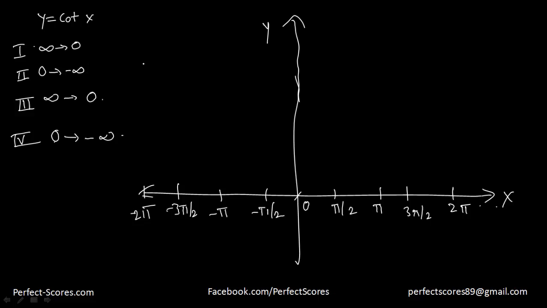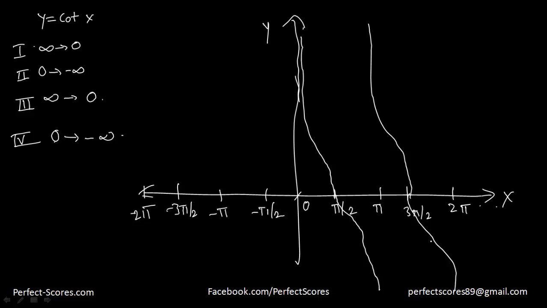So in the first quadrant, it's going to go from infinity till 0. So it's going to go something like this. And in the second quadrant, it's going to go from 0 to -infinity. So 0 is going to decrease to -infinity. In the third quadrant, it's infinity to 0 again. In the fourth quadrant, it's 0 to negative infinity again, right? So this is going to repeat itself like this on the left hand side as well. This is how it's going to be.